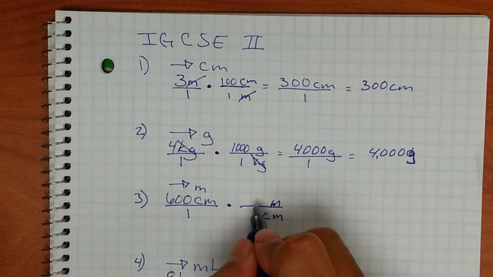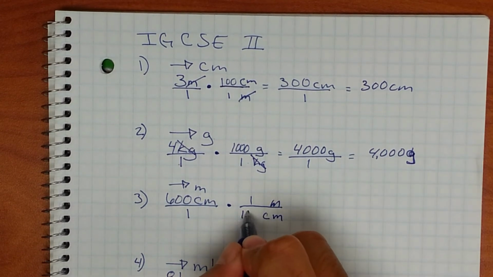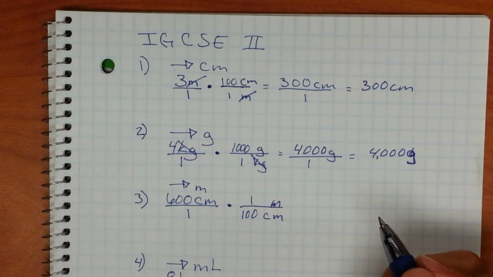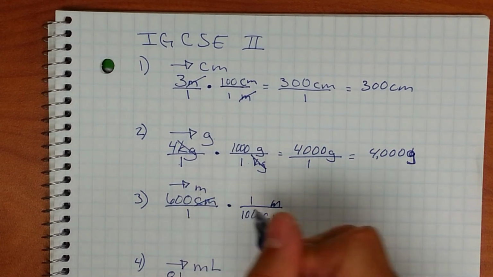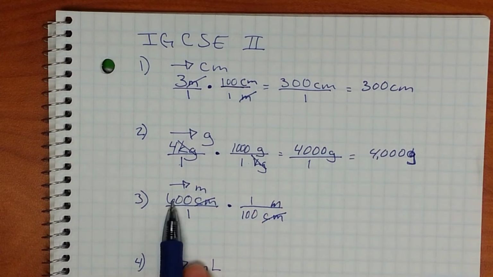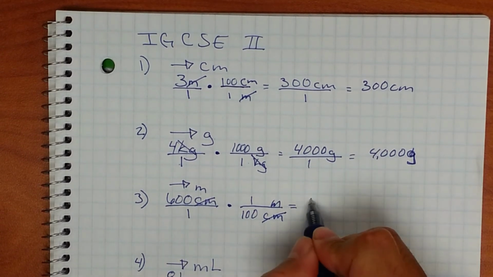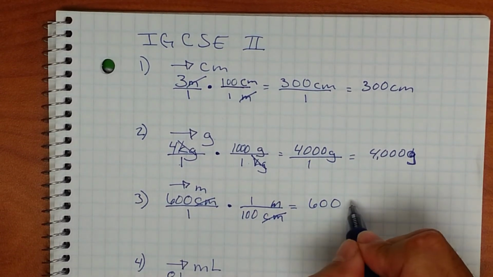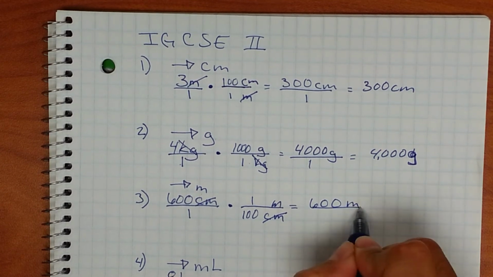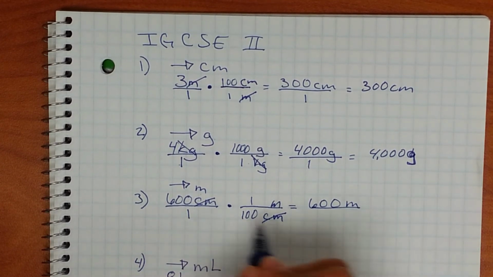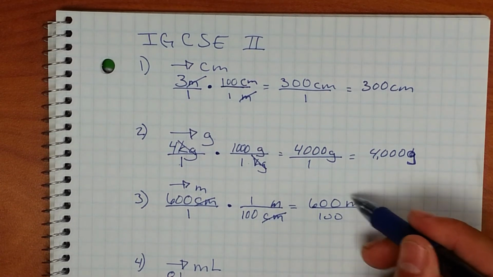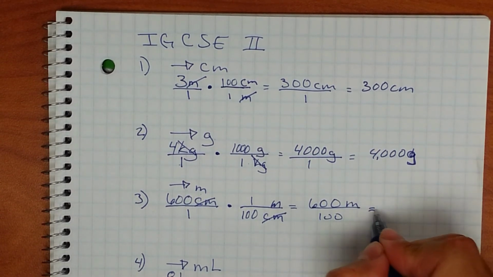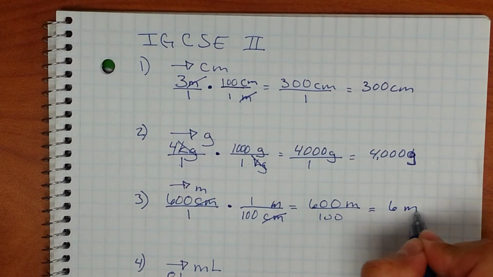Now I need to look at this. I have 1 meter is 100 centimeters. Go ahead, cancel out my centimeters, cm, cm, multiply straight across, and I get 600 meters over 1 times 100 is 100. So now I do my division. 600 meters divided by 100 is going to give me 6 meters.